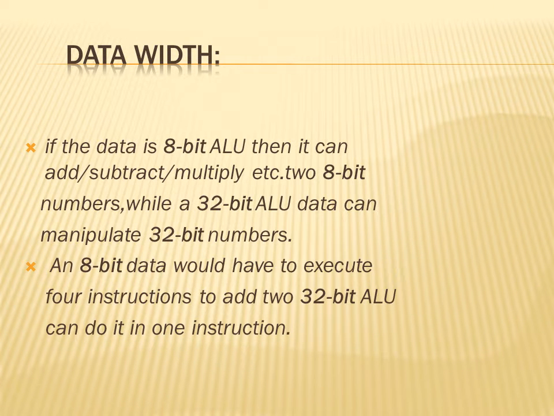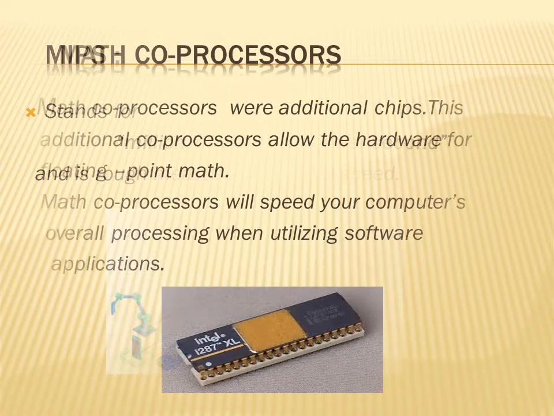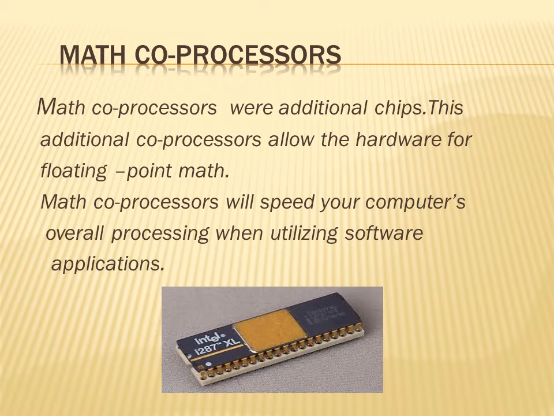There is a data width of the CPU. If it is an 8-bit ALU, then it can add, subtract, multiply, etc. So this is MIPS. MIPS stands for million instructions per second and is a rough measure of the CPU speed. Now math coprocessor. Math coprocessors were additional chips. This additional coprocessor allows the hardware to do floating point math.